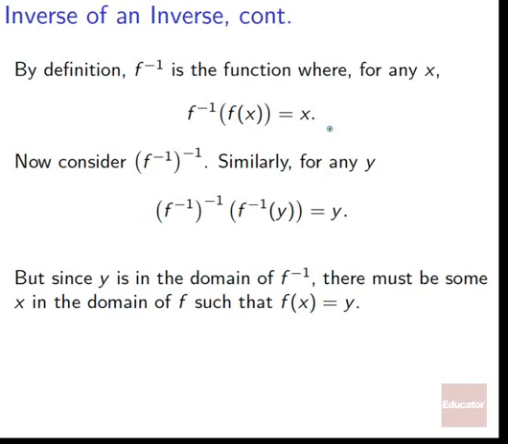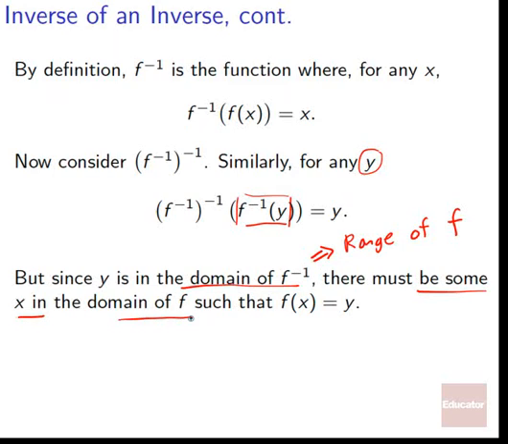Now, we know that y is in the domain of f inverse because we're allowed to put it into f inverse. From what we were just talking about, the domain of f inverse is the range of f. If you're in the range, then there's some input out there that can produce this. So if you're in the range of f, there must be some x in the domain of f, some way to get to that place in the range, so that f of x is equal to y.